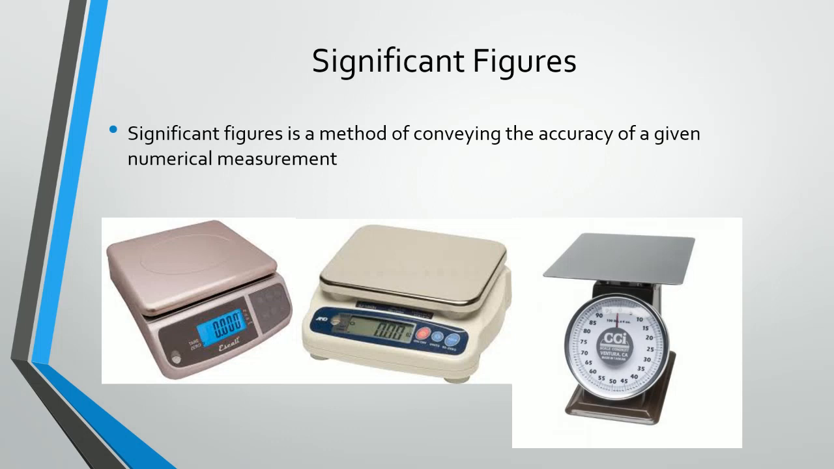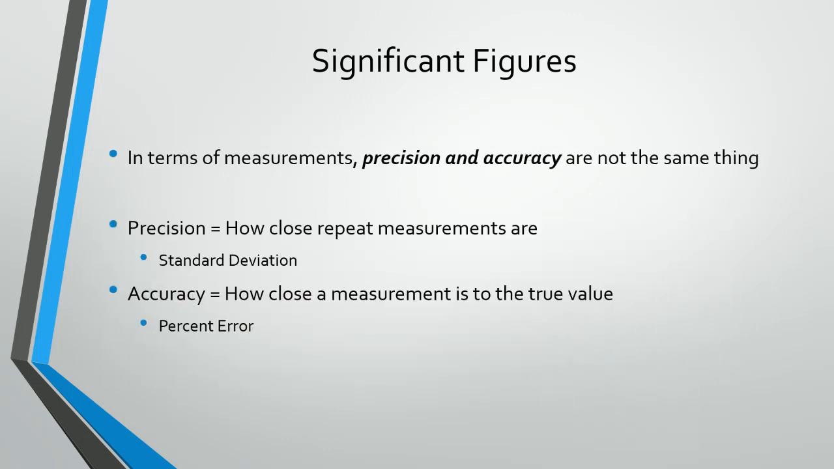Basically, what significant figures are is how we convey our numbers. And they're meant to be a representation of how accurate our instrumentation is. So keep in mind the focus here is on the actual measuring of numbers, not just looking at numbers in a table. All right, but before we get into all that, I want to go over the difference between precision and accuracy.